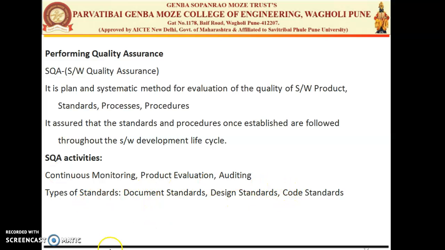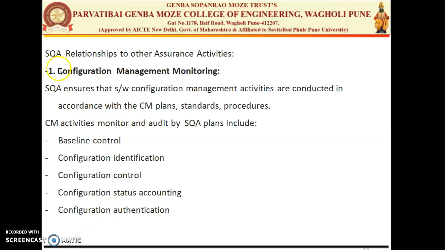Next are the different assurance activities with a relationship with the SQA. First we have seen the configuration management, which has the CM plan, that is a configuration management plan, standards and procedures which need to be followed in your software development life cycle. The CM activity is monitored and audited by SQA. Various activities under configuration management are baseline control, configuration identification, configuration control, configuration status accounting and configuration authentication.